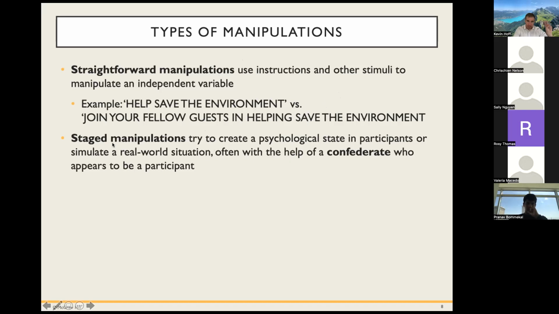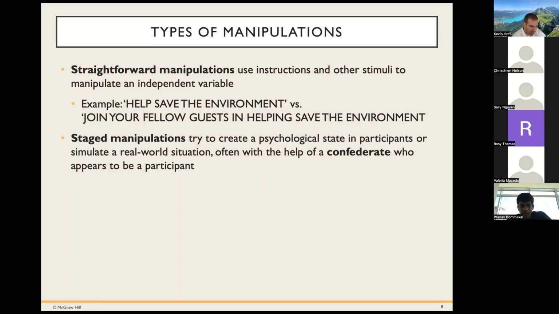So the second type of manipulation is called a staged manipulation. And you can think about this stage as in like the stage of a play, like you're trying to stage some sort of real world situation, or you're trying to create a psychological state in participants through some sort of real world situation. And so typically for these sorts of designs, we would use what are called confederates, which is just a different word for an actor who's going to pretend to be not involved in the experiment, but they actually are. And oftentimes they're paid to act in a certain way.